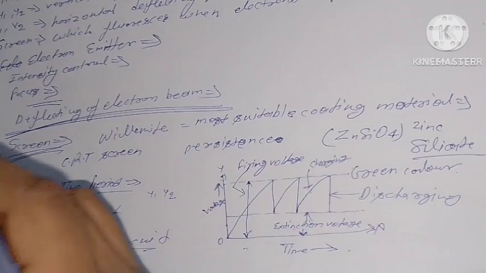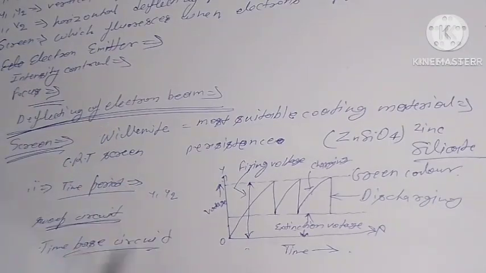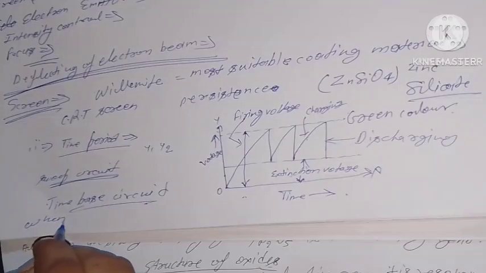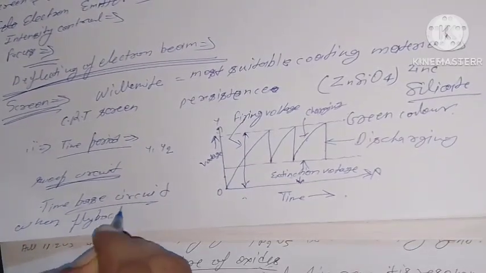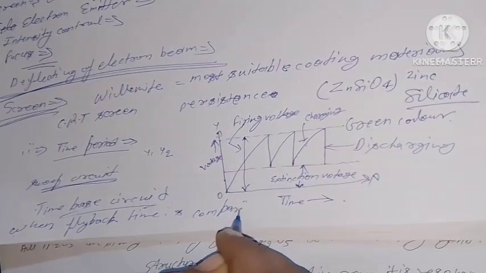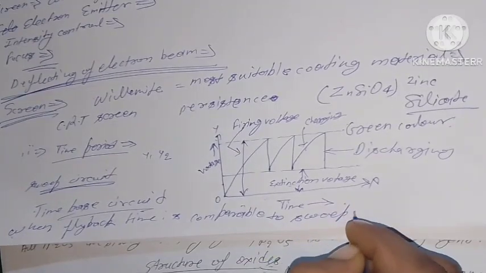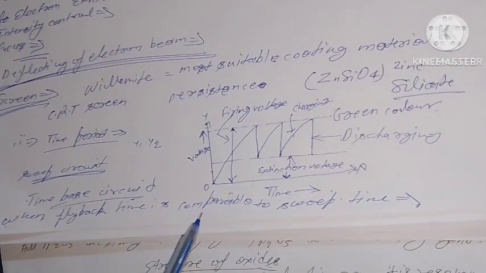When flyback time is comparable to sweep time, an ideal time-base voltage is the one which has the sawtooth wave shape. You can see the figure next.